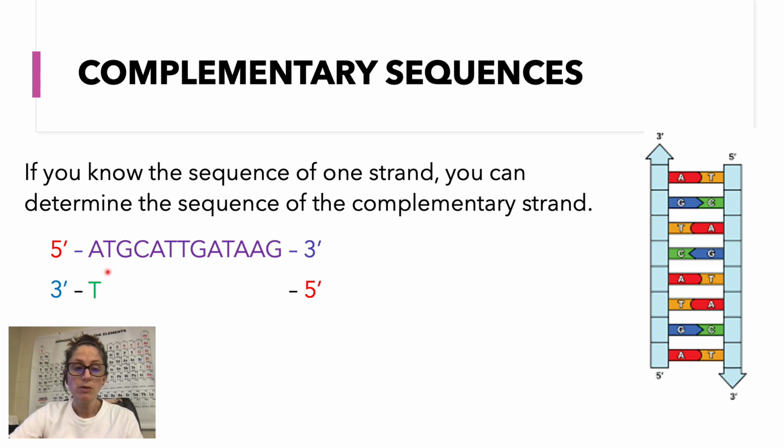And then for T, we know the complementary base would be A, and so on and so forth. So G is going to pair with C, C will pair with G, A will pair with T, then we have A, C, T, A, T, T, C.